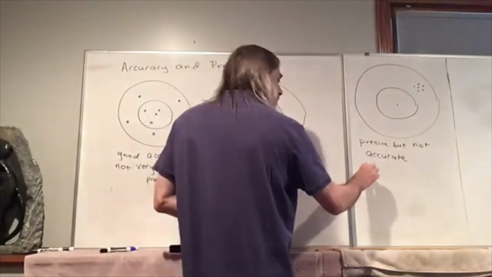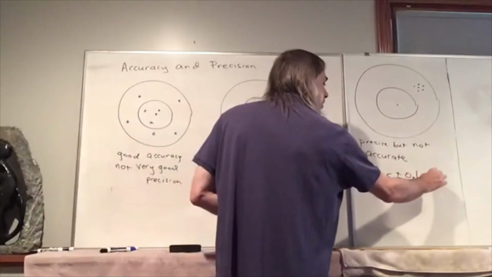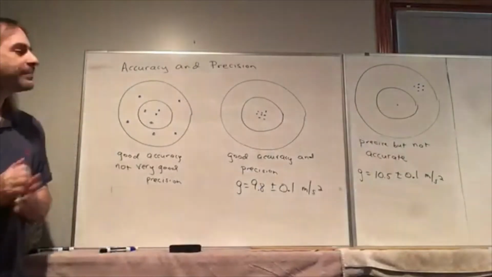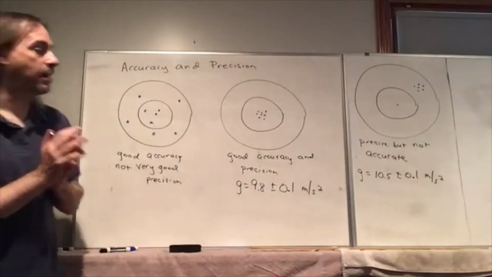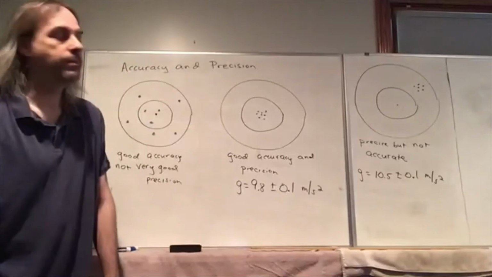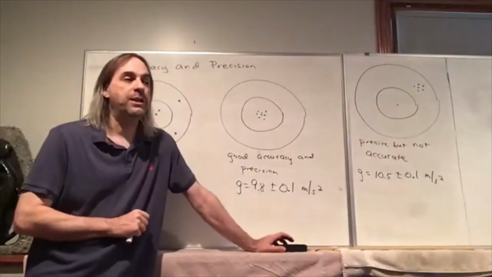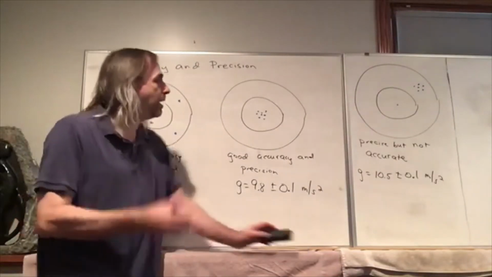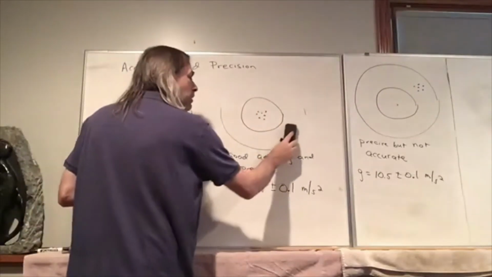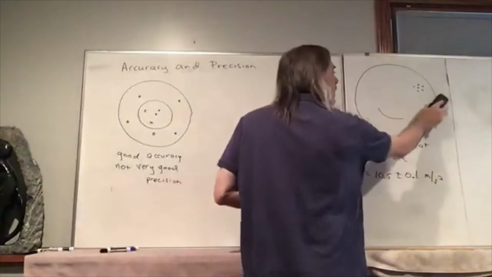Over here, maybe we'll say g equals 10.5 plus or minus 0.1 meters per second squared. And we can clearly say, well, we know g is 9.8, and so we screwed something up. But very often the purpose of an experiment is to measure something, and so a more accurate picture might look like this. This target is the bullseye, but if you're measuring something that's unknown, you have no idea where that bullseye is.